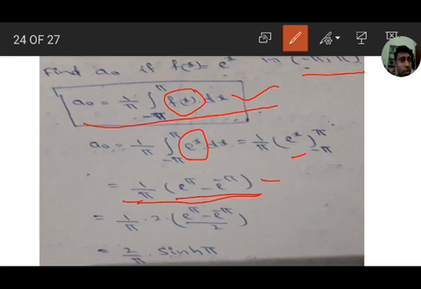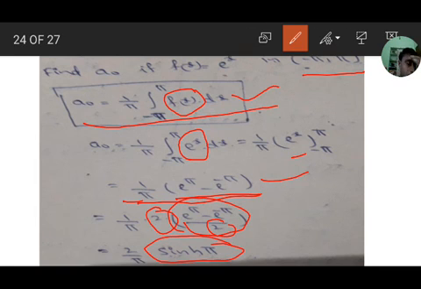And if we simplify this answer, again multiplying and dividing by 2, that is 1 by pi, 2 into e to the power of pi minus e to the power of minus pi by 2, that is 2 by pi into sinh pi. Sinh x equal to e to the power of x minus e to the power of minus x by 2. Here x is pi, so sinh of pi.